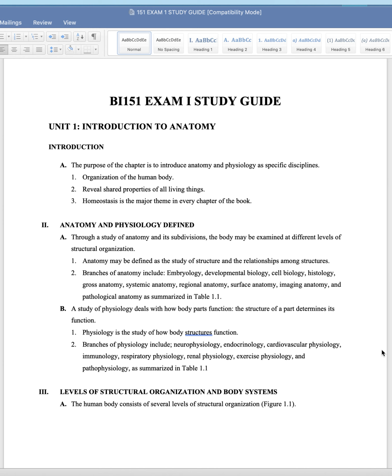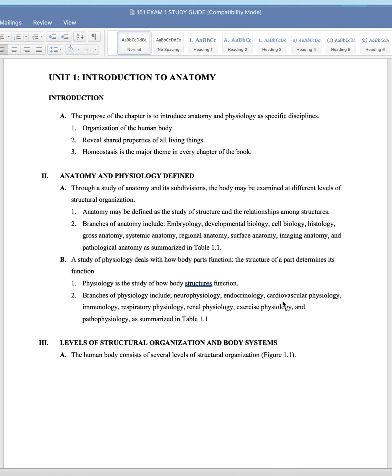All right, so if you're here, it's because you're studying for exam 1 here at Chaminade University with the anatomy biology department, and we're going to talk today about the introduction to anatomy. So the objective for everything that's going to be on this exam in terms of this chapter is going to be a lot of definitions and a lot of terminology. So we want to talk about the different levels of structural organization. So this image is going to be important.